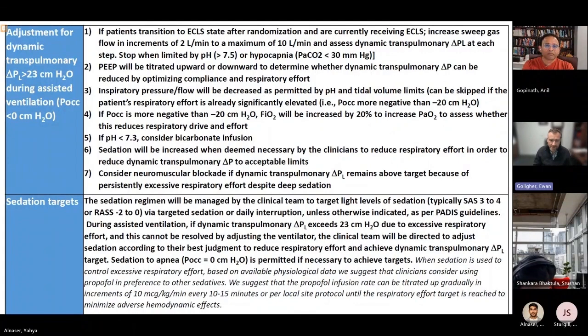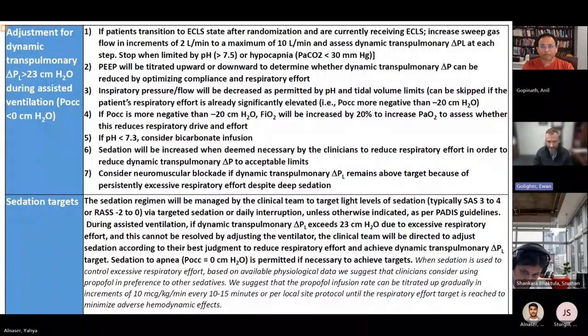If the dynamic transpulmonary driving pressure exceeds 23, then as we discussed, you can consider increasing the sedation to reduce the respiratory effort and try to achieve the lung distending pressure target. And we suggest that if you're trying to control respiratory effort with sedation, that you use propofol, because propofol appears to be more effective than opioids at reducing the amplitude of the drive to breathe. And so steadily and slowly increasing the propofol is probably the best approach.